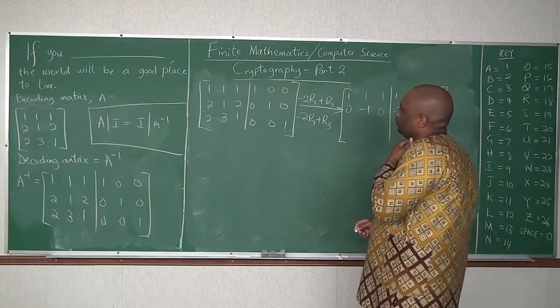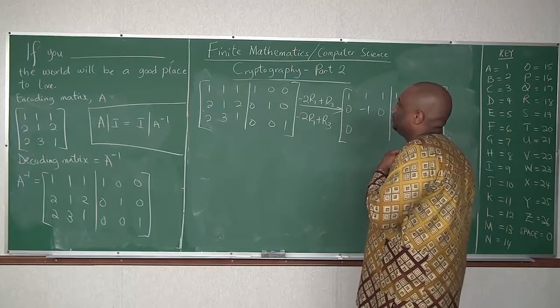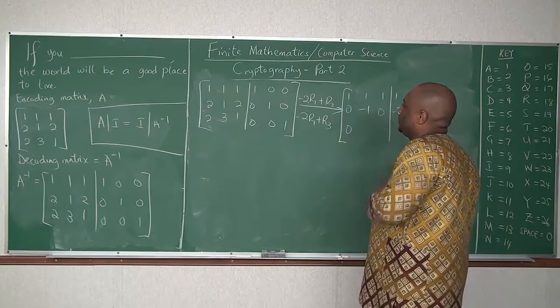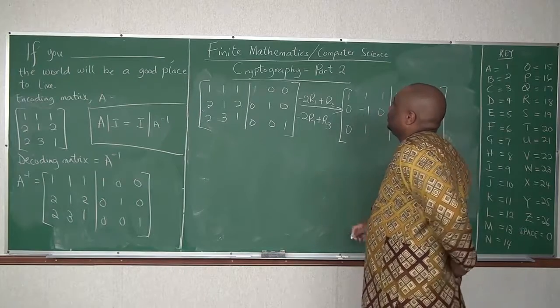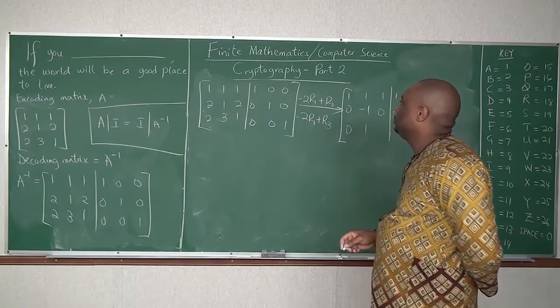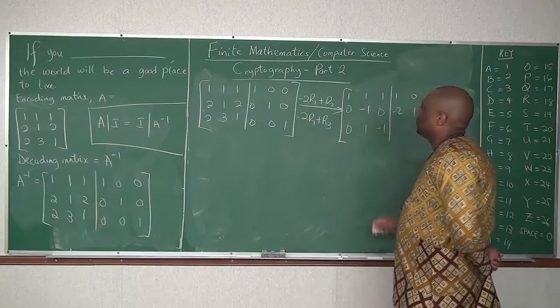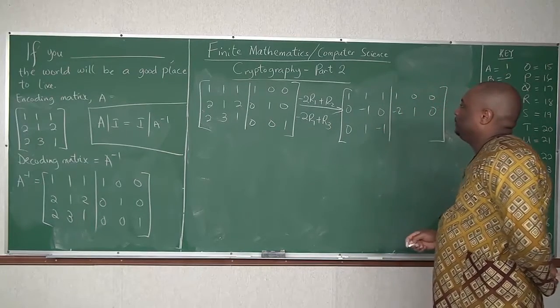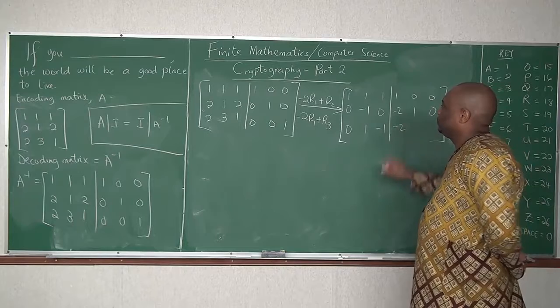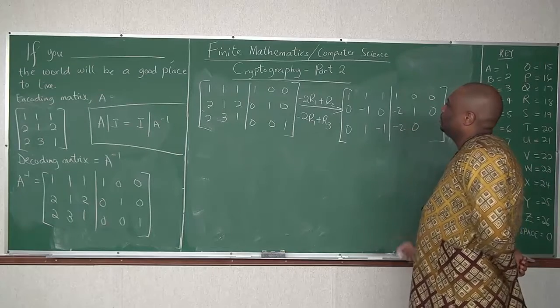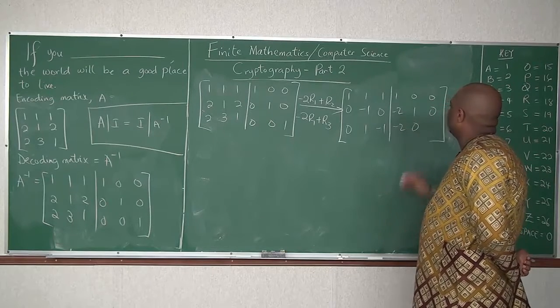Negative 2 plus 2 is 0. Negative 2 plus 3 is 1. Negative 2 plus 1 is negative 1. Negative 2 plus 0 is negative 2. 0, 0 is 0. Negative 0 plus 1 is 1.